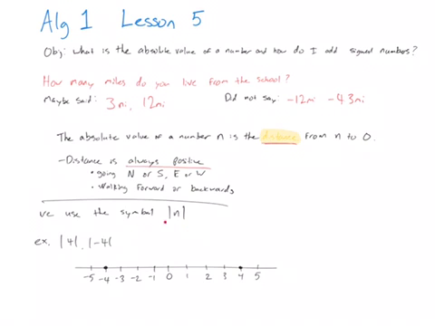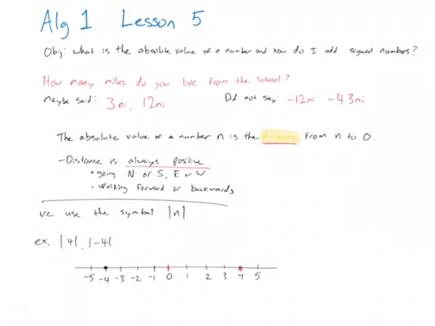We use this cool little symbol, 2 vertical lines around the number, to indicate the absolute value. So whenever you see vertical lines like this, that means absolute value. Here's an example. I drew a number line down here just to help us out. It says, what is the absolute value of 4? Well, 4 is over here. And remember, the absolute value of a number is the distance from that number, 4, to 0.